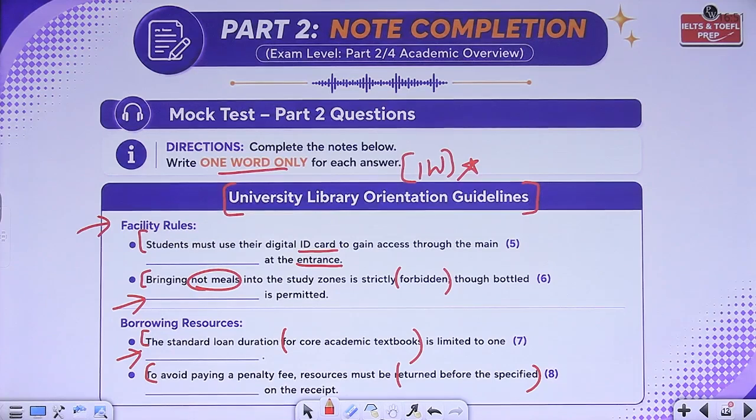Finally, please monitor your return deadlines carefully. To ensure you are not charged a late penalty fee, all borrowed items must be dropped into the return slots before the exact deadline printed at the bottom of your transaction receipt.